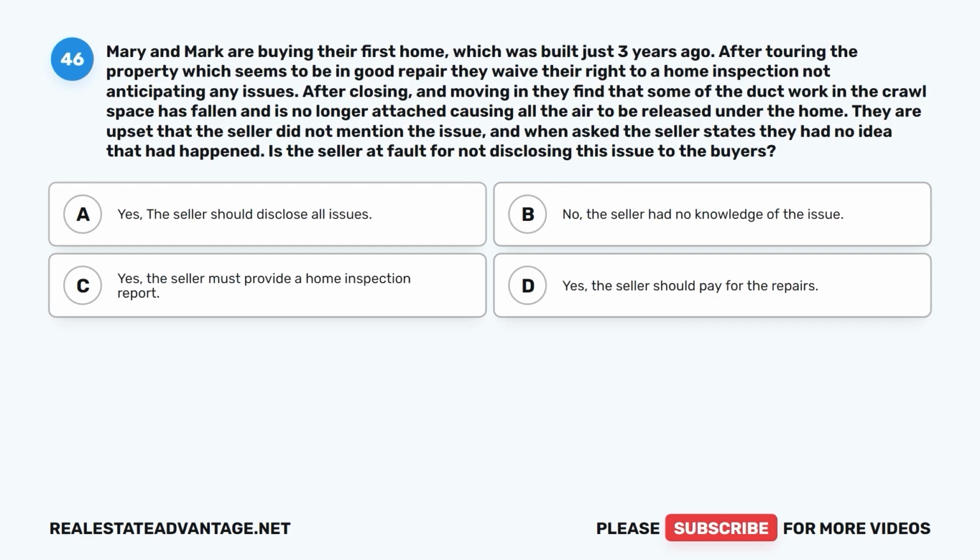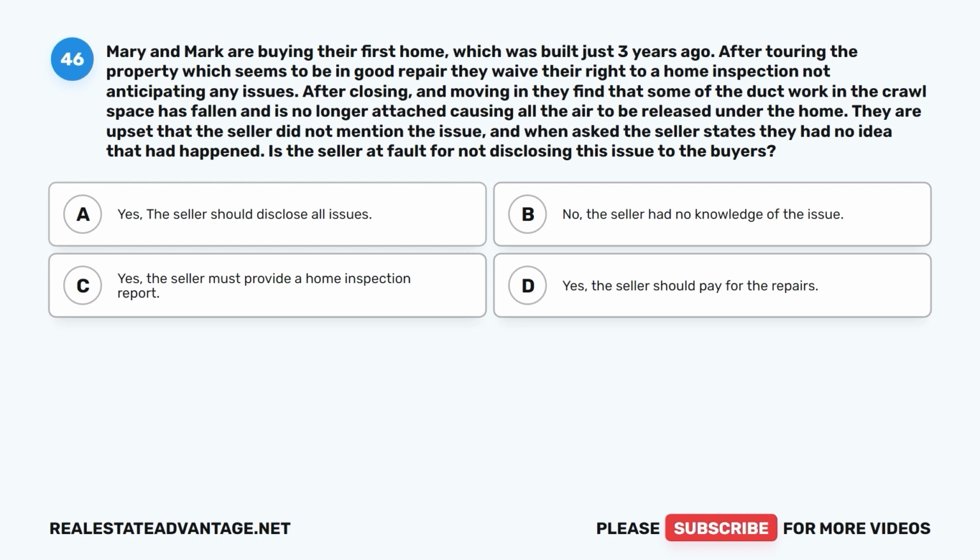Question 46. Mary and Mark are buying their first home, which was built just 3 years ago. After touring the property, which seems to be in good repair, they waive their right to a home inspection, not anticipating any issues. After closing and moving in, they find that some of the ductwork in the crawl space has fallen and is no longer attached, causing all the air to be released under the home. They are upset that the seller did not mention the issue and when asked, the seller states they had no idea that had happened. Is the seller at fault for not disclosing this issue to the buyers?